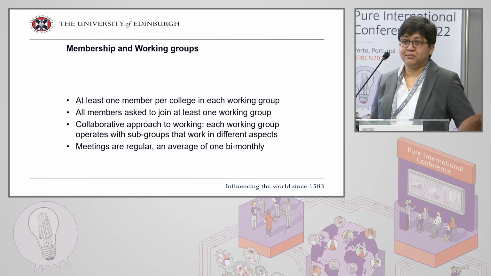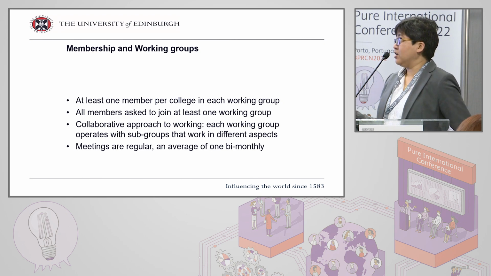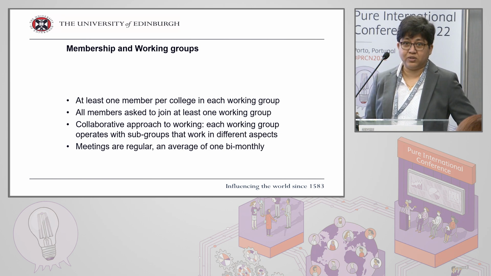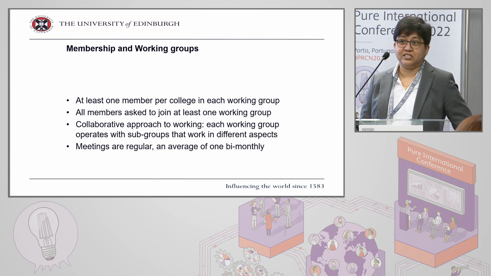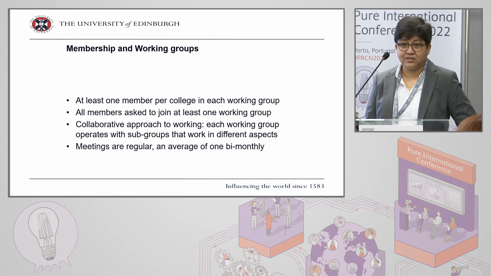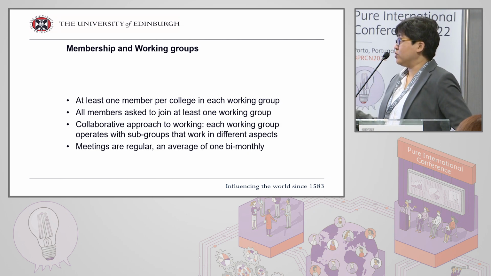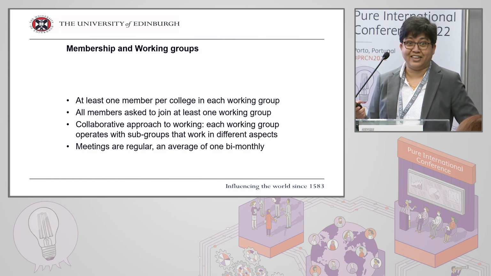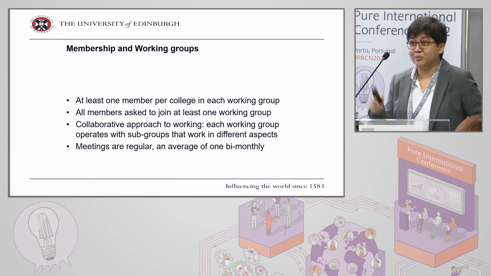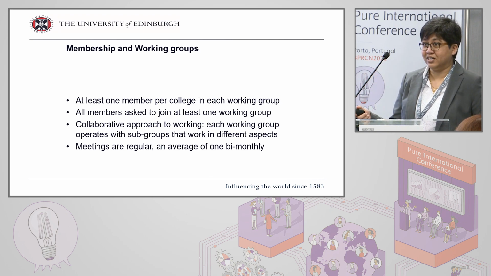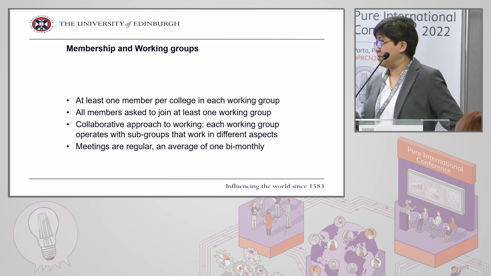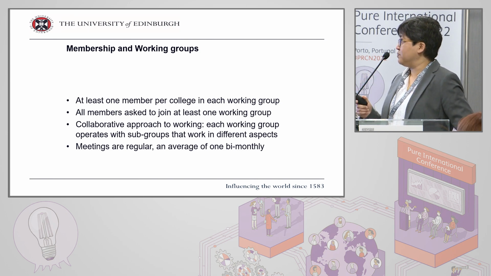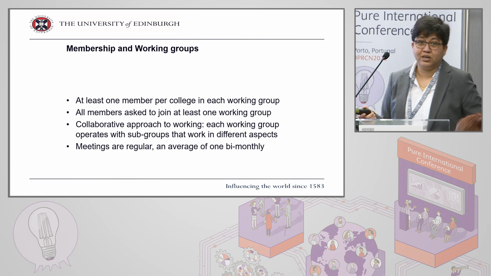So for the membership of the working groups for the RUN, we insist that there has to be at least one member from every college, so that all the colleges have their perspectives represented. We also ask all members to join at least one working group, so you can't actually sit in and just listen. If you're a member of the RUN, you have to be a member of a working group as well. So it's a working group. People need to be producing something, which is what we want them to do.